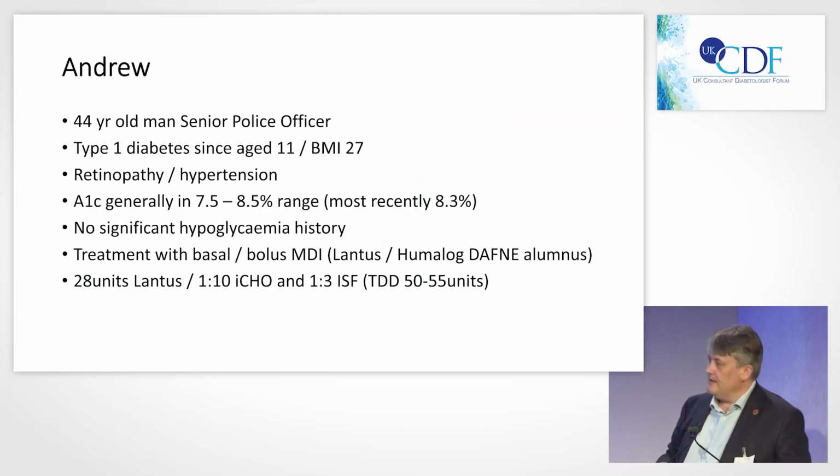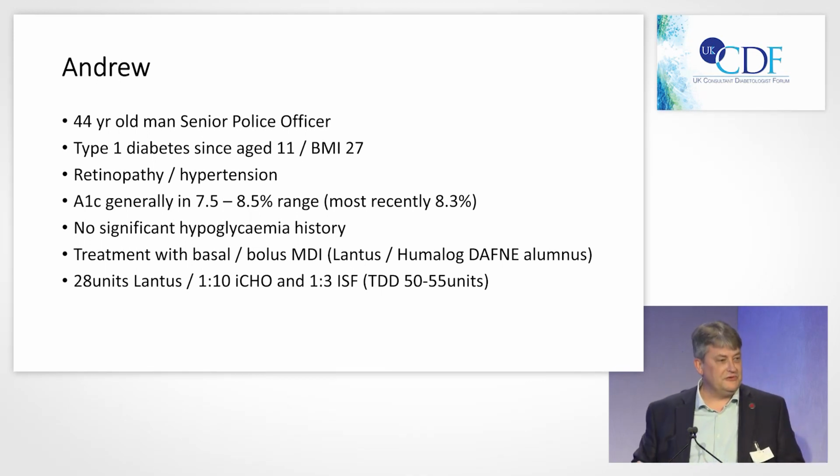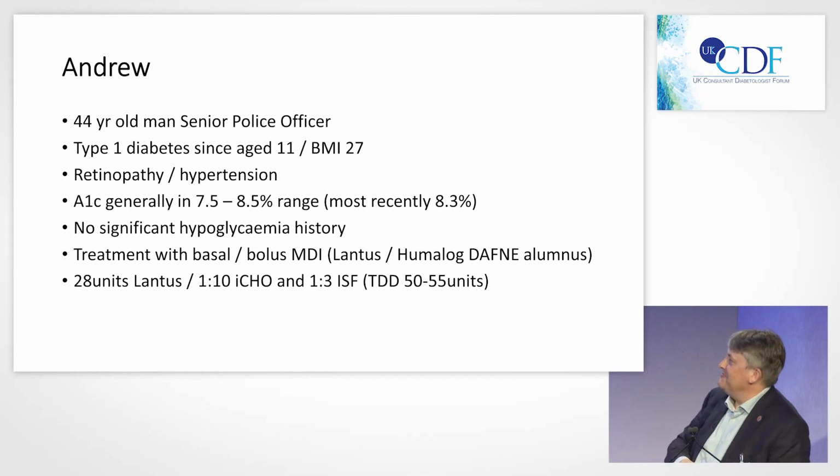In type 2 diabetes, there often is a need to add treatment to bring the profile down. Quick example. Police officer, type 1 diabetes for a long time, has retinopathy, hypertension, generally keeps a pretty good A1C, slightly better than our national average. No problems with hypoglycemia. He's on basal bolus MDI. He's actually managed to have done 2 intensive treatment courses. He did DAFNE and Jigsaw, but there we go. And he's on fairly standard doses of insulin.